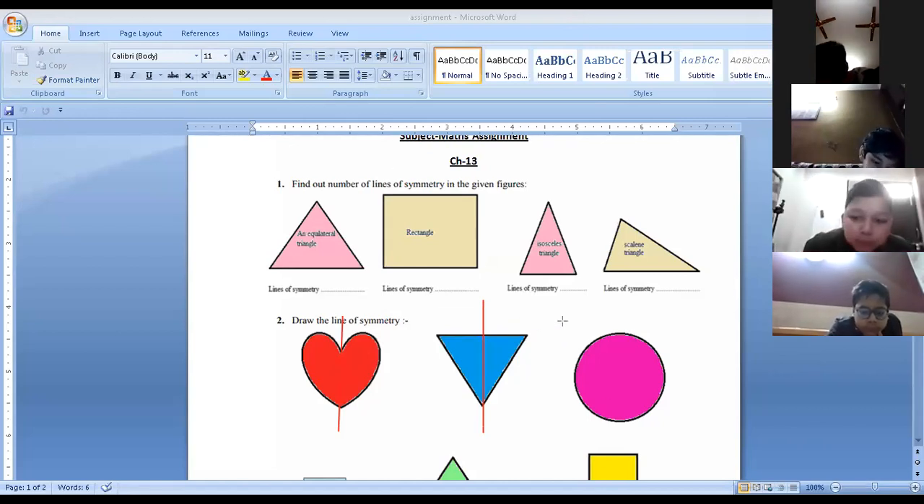Draw it, children. Yes, Jen, do it in your notebook also. Draw lines of symmetry here.